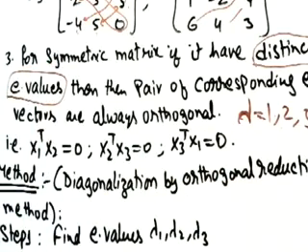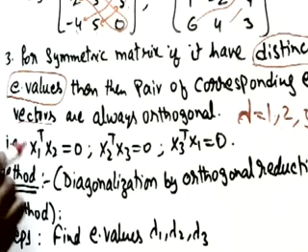Again, understand this. For a symmetric matrix, if it has distinct eigenvalues, all the values different, then the pair of corresponding eigenvectors are always orthogonal to each other. That is, x1, x2 and x2, x3 and x3, x1 are orthogonal to each other. If the values are not distinct, it may or may not be orthogonal. We will discuss that in a later class.